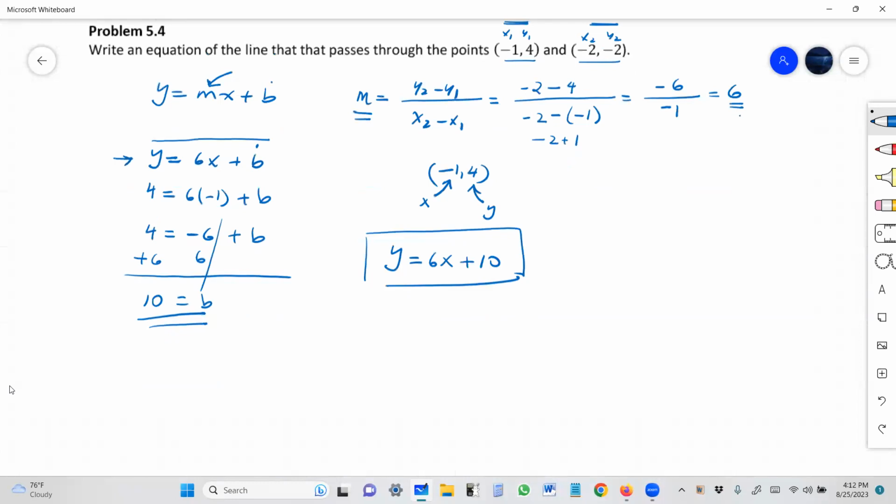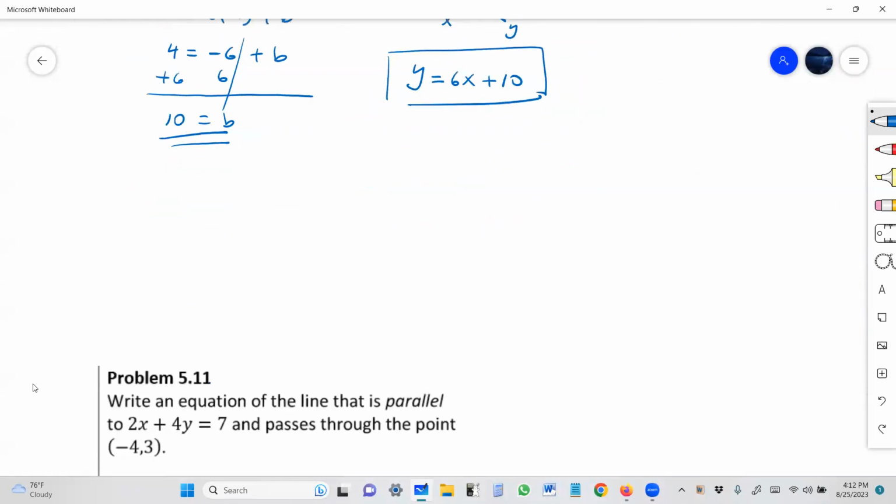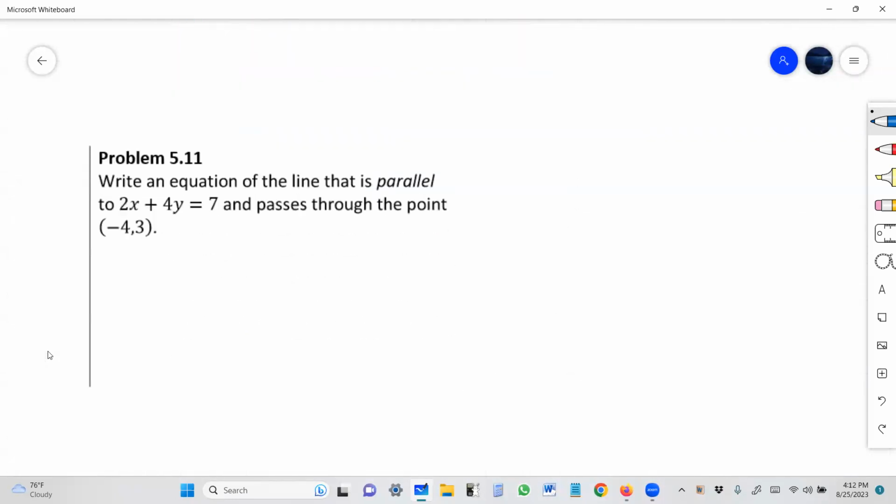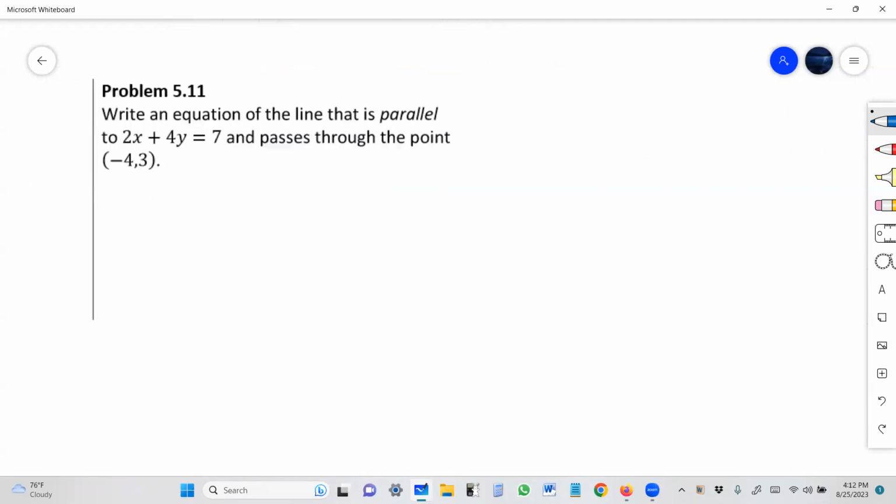Okay, let's take a look at type 3 now. In type 3 and type 4, I am going to be given a single point and information about another line with respect to the line that we want. So this problem says, write or find the equation of the line that is parallel to another equation and passes through this point. I'm going to begin the same way. And I need to find these 2 things, the slope and the y-intercept.